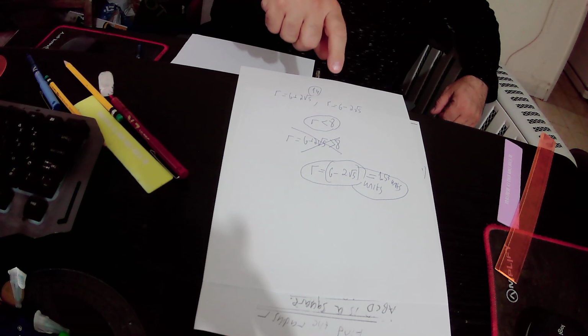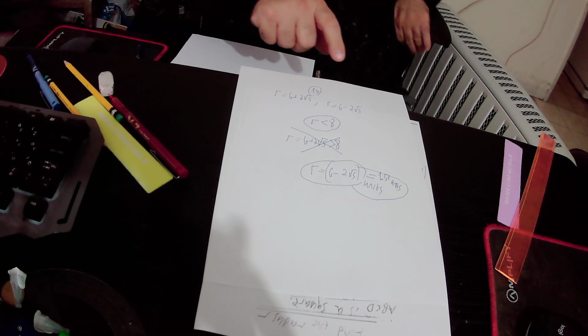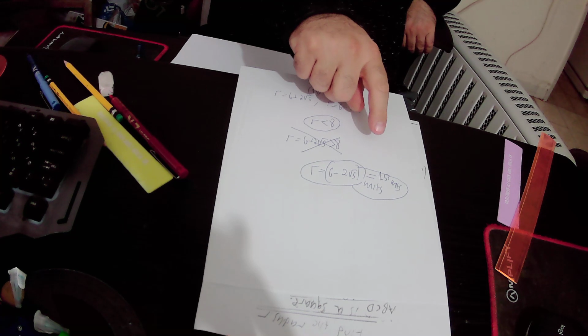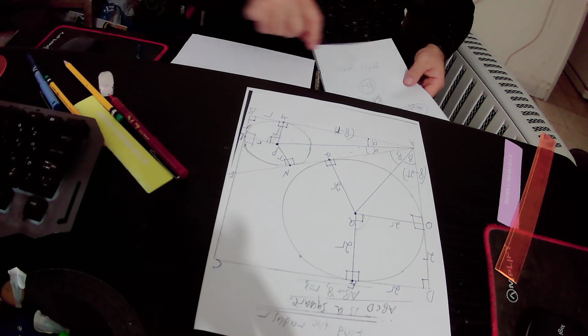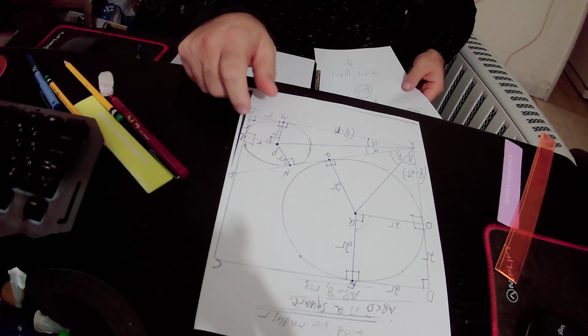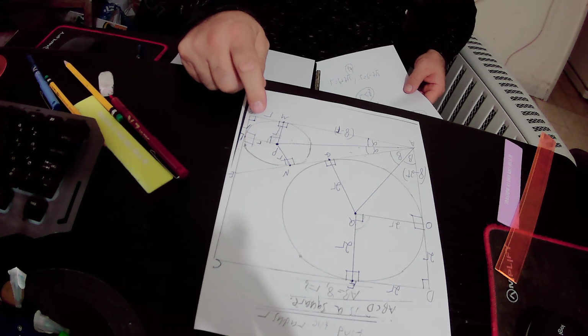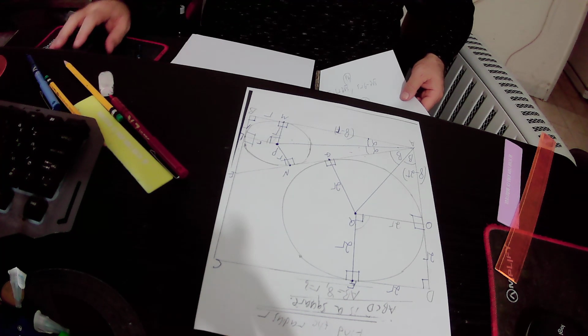So the only option is that the radius of the small circle equals 6 minus 2 times root 5 units, or in terms of numbers, 1.53 units. Again, the radius of this small circle equals either 6 minus 2 times root 5 units, or in terms of numbers, 1.53 units. Okay, thank you very much.